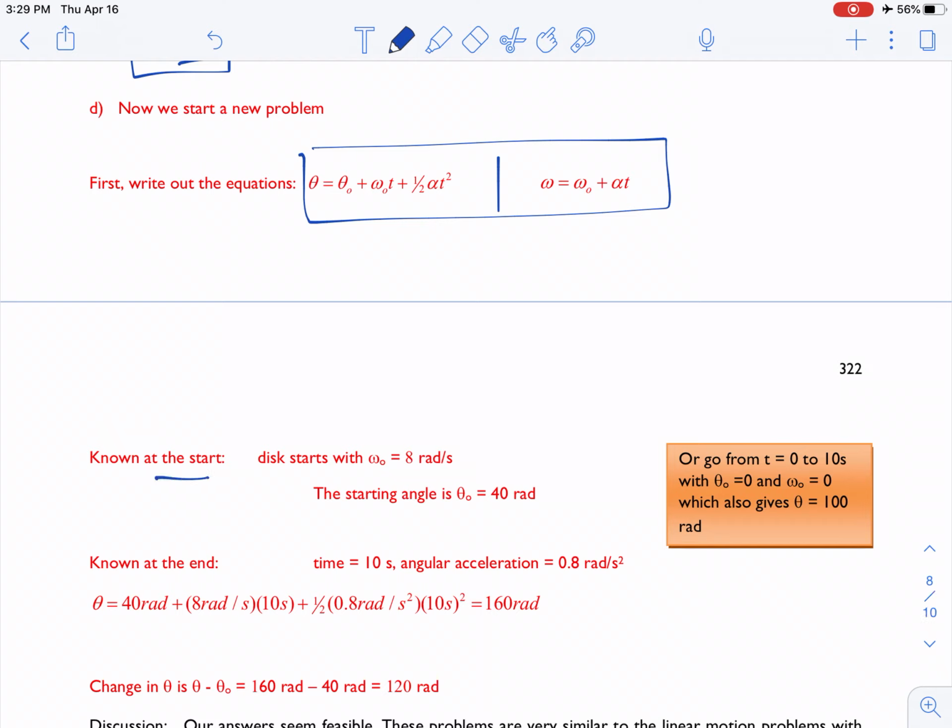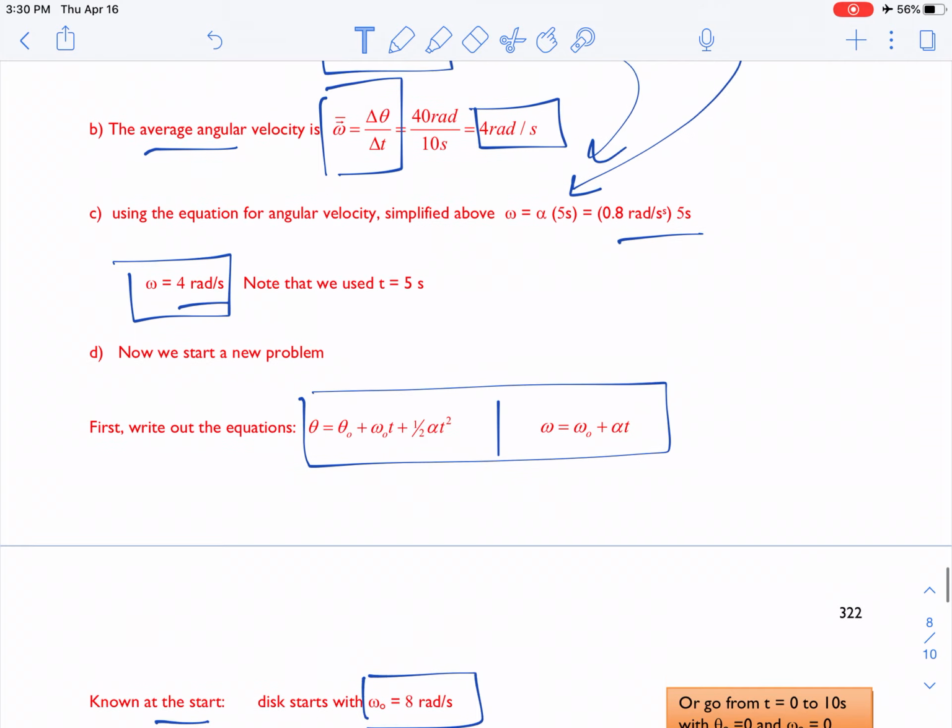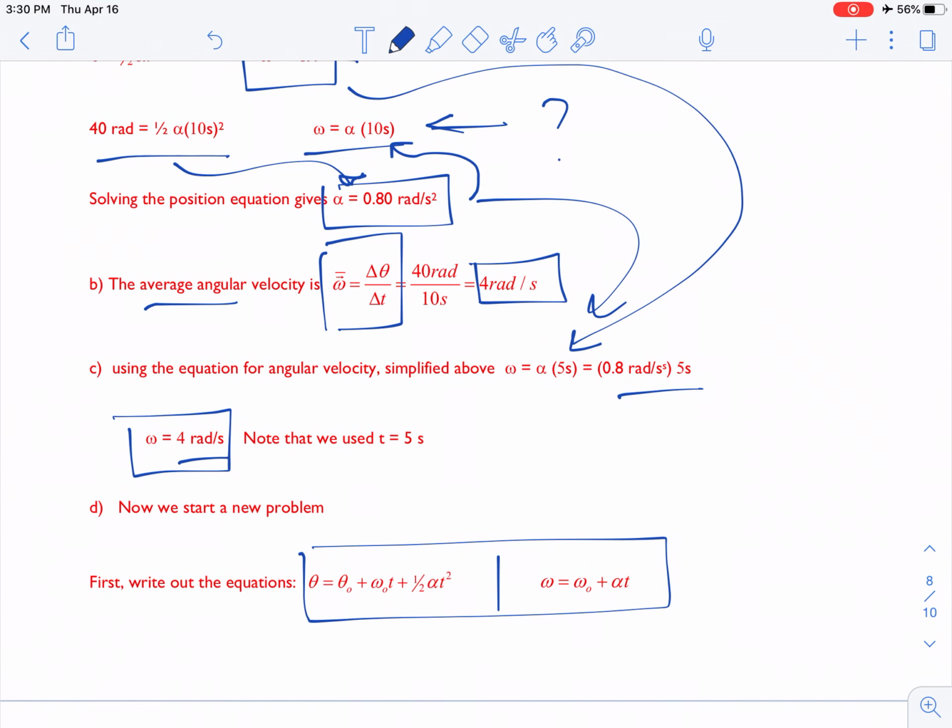So if you are not using the first 10 seconds and you're starting your last 10 seconds from the middle, after the first 10 seconds, then you don't have initial omega to be 0. Instead, you have initial omega to be 8 radians per second. Where did that come from? It came from this equation here.